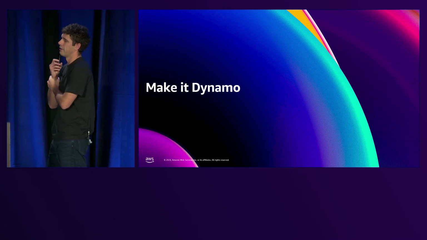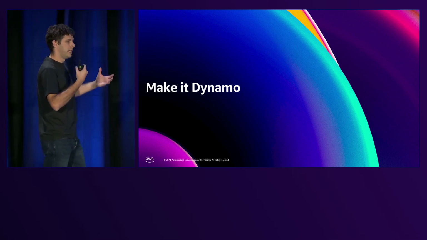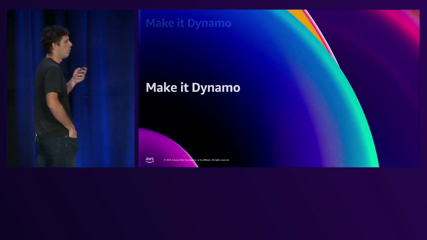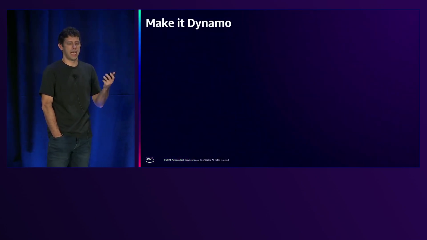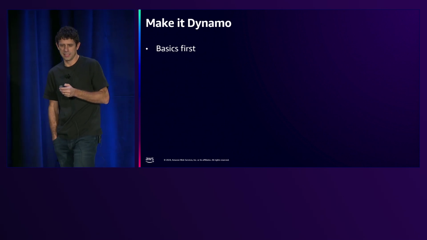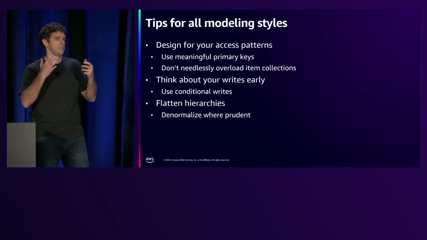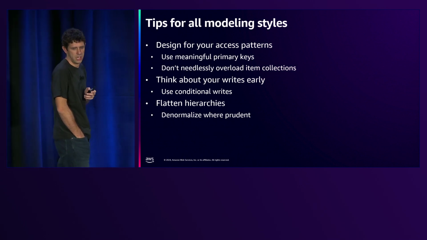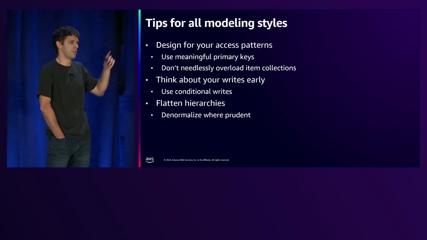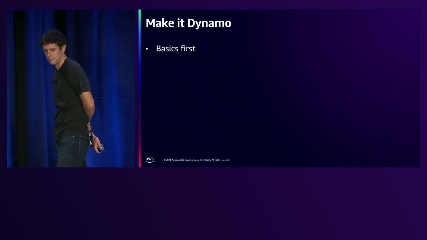All right, we're getting close on time. The last thing I want to close out with is, how do I make it Dynamo? Because Dynamo has some unique characteristics around what it can do. If I'm approaching this application, how do I think about this stuff? The big thing I say again: use those basics first. Use those single item actions, the query operation, all that stuff. Use these tips for all your data modeling styles and think about this stuff first, and this should get you like 90% of the way for a lot of your data models.